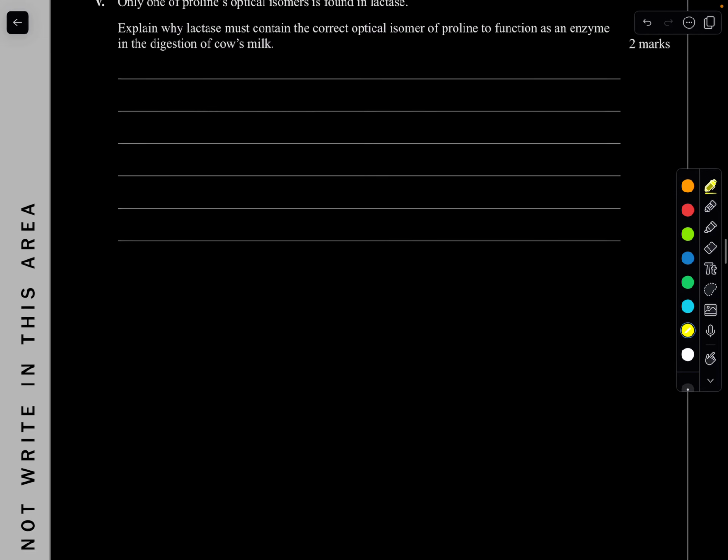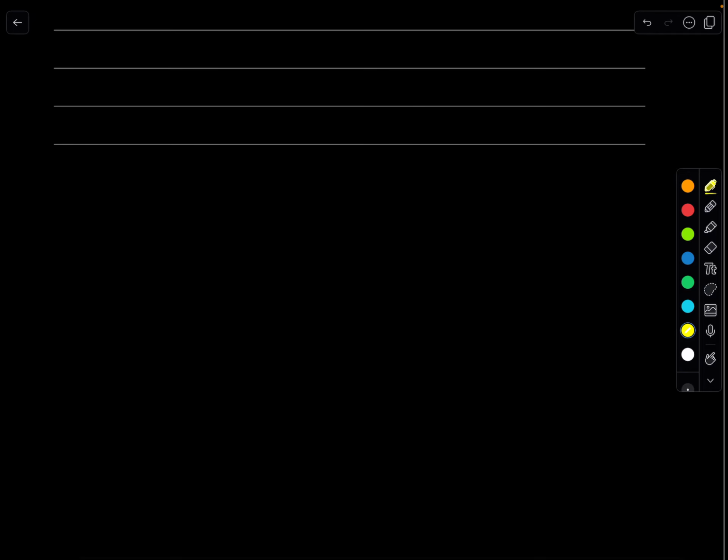Let's think about it. Remember, enzymes are created by the folding of protein chains. There are a lot of amino acids in a chain, and hence they form proteins. When these proteins fold, they form hydrogen bonding and all that stuff, and this is what creates an enzyme.